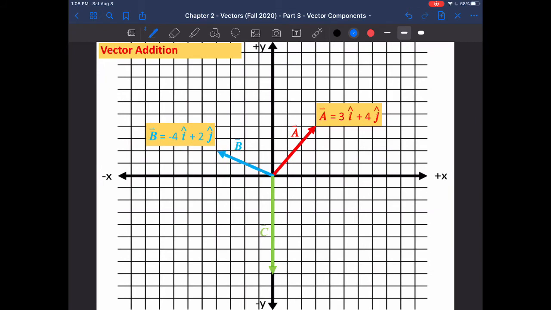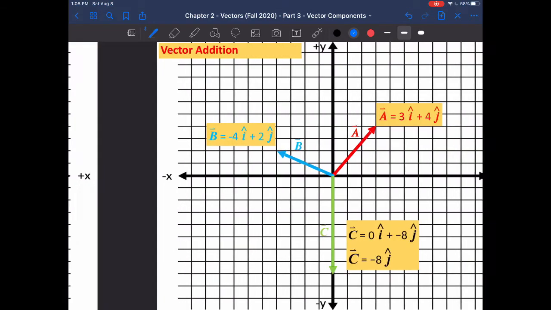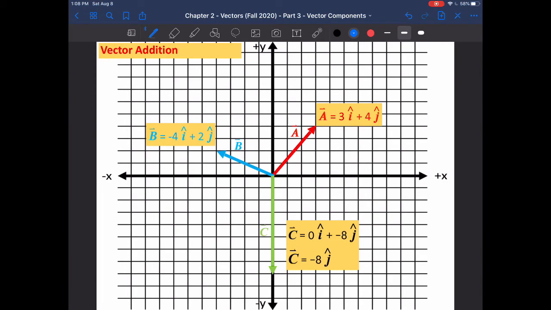Okay, what if I had another vector in here, vector C? Vector C is pointing in the minus y direction, and has no component in the x direction. So if I want to write out what C is, I could write it as 0 i hat, because it has 0 x component, and minus 8 j hat. It has minus 8 units along the y direction. It points in the minus y direction.